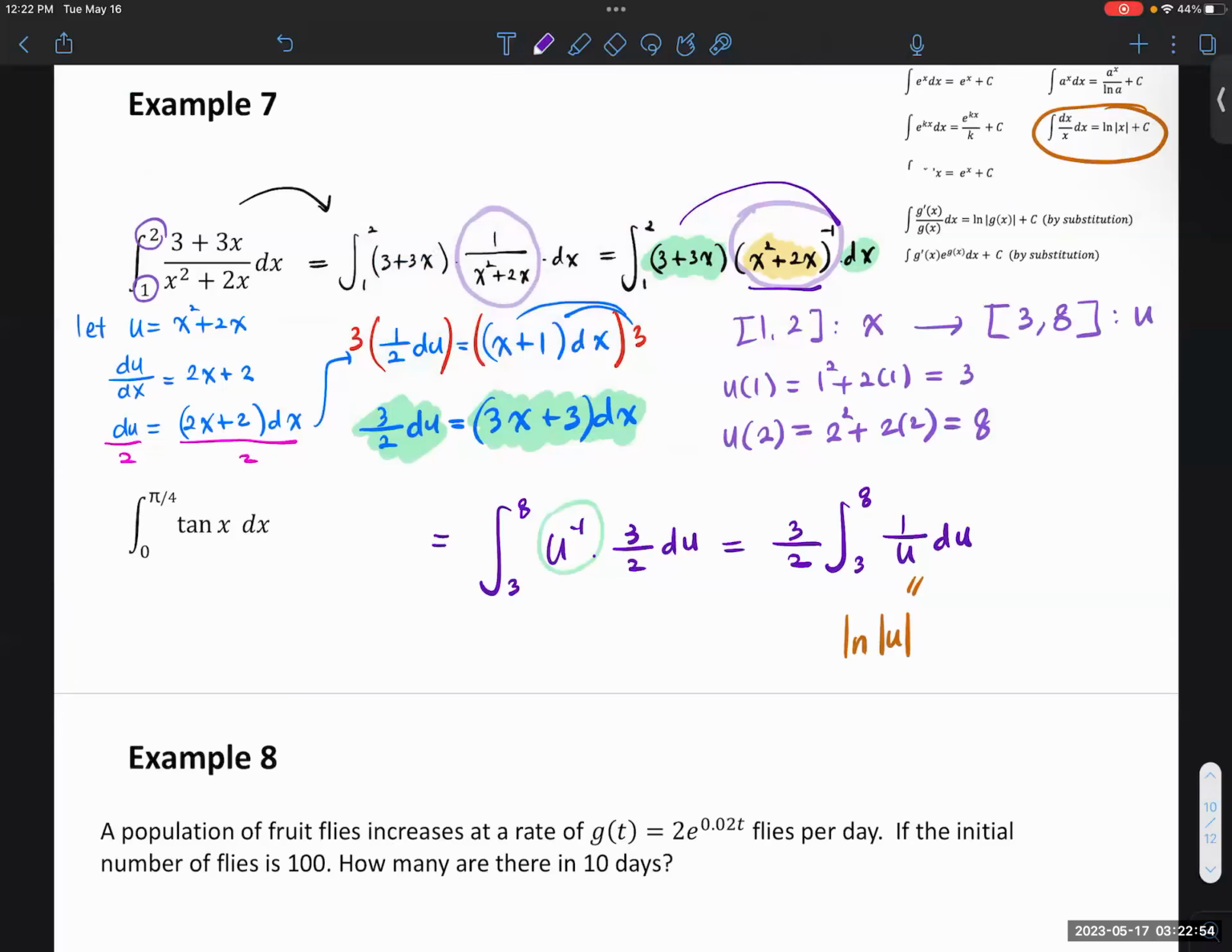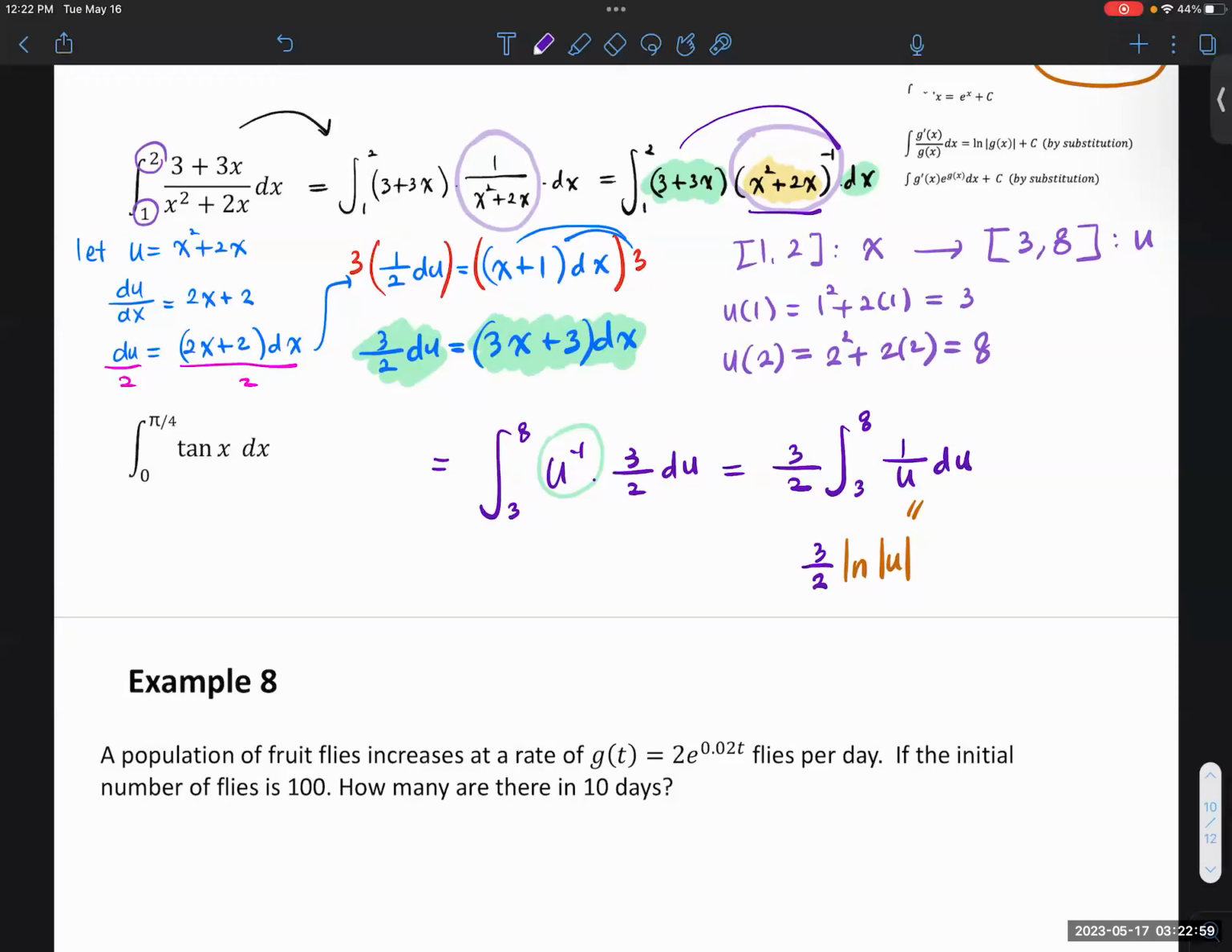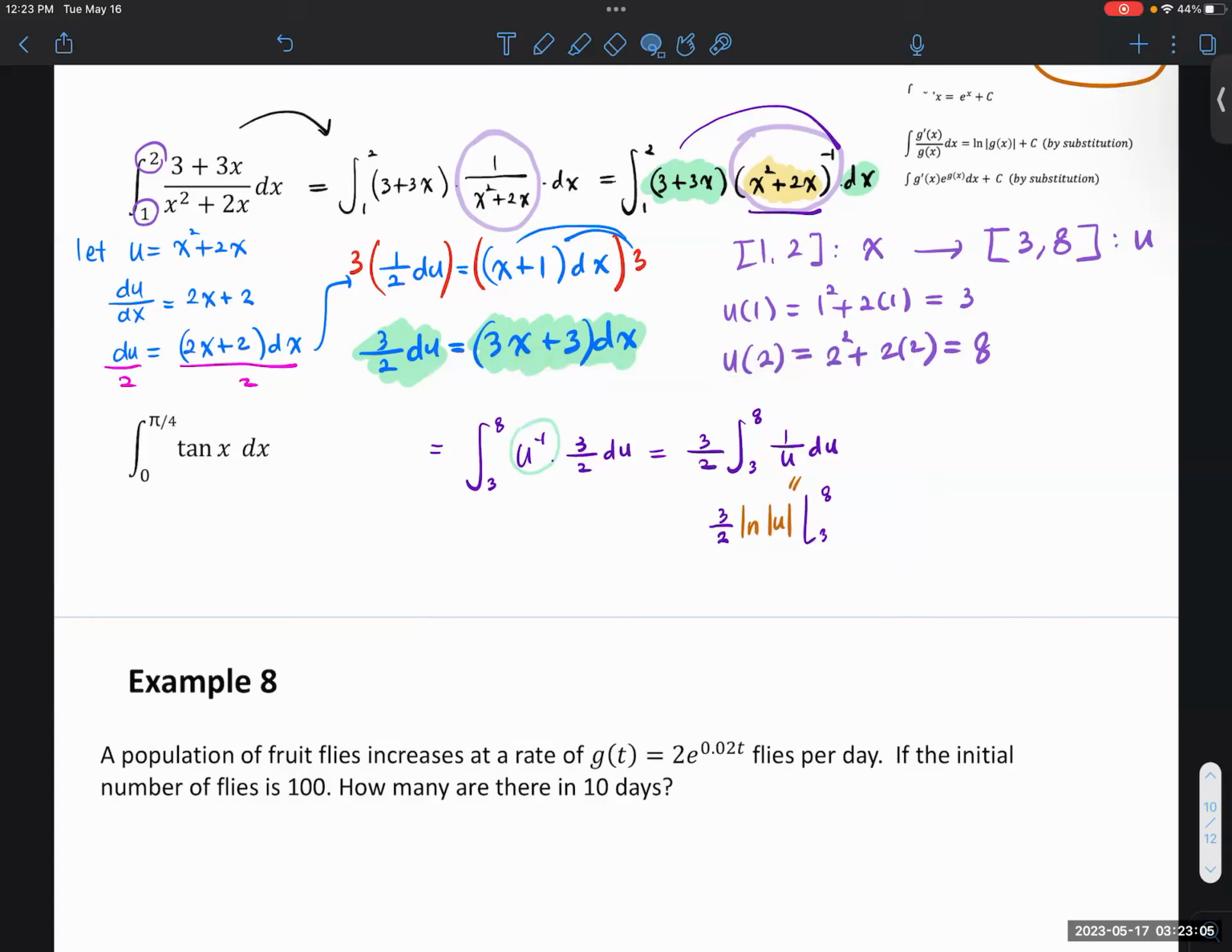And then I do have a 3 over 2 in the front. And then here we have still 3 to 8. This is a definite integral, so let me minimize it. So this means capital 8 minus 3. So we have 3 over 2 ln 8, because it's a positive number anyway, and 3 over 2 ln 3.